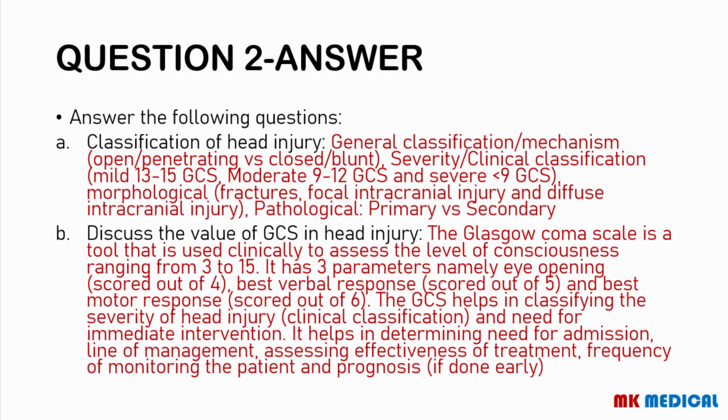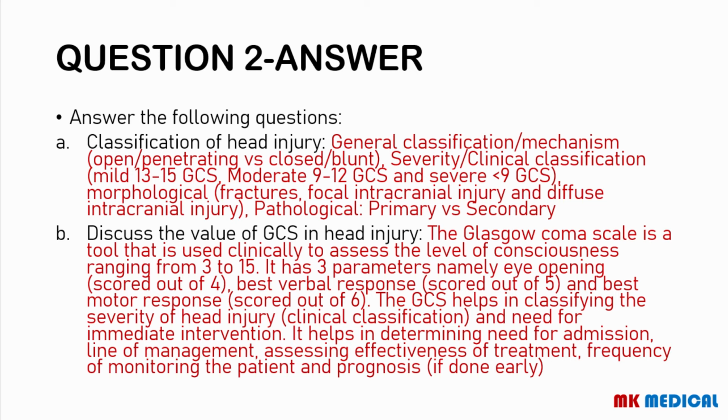Then head injury could also be classified according to the severity. This is where we use the GCS, which is the Glasgow Coma Scale. This is a scale that is used to assess the level of consciousness. So if you get a score between 13 to 15, so 13, 14, and 15, that means this person has mild head injury. If they have a score of 9, 10, 11, and 12, they have moderate head injury. Then if they have a score less than 9, meaning 8 and below, then they have severe head injury. Then you also have a morphological classification according to the injury that is present.